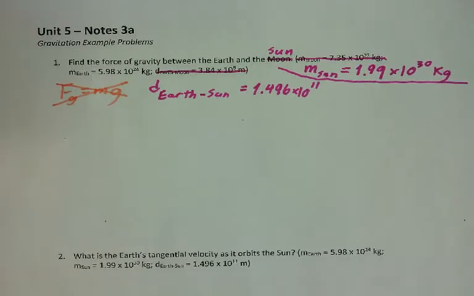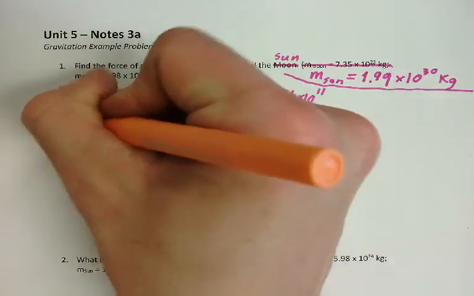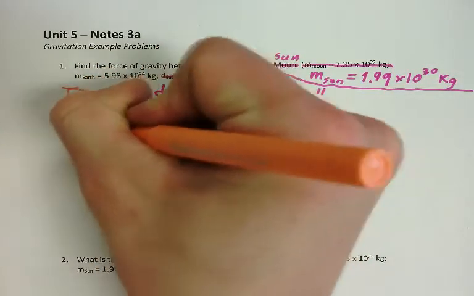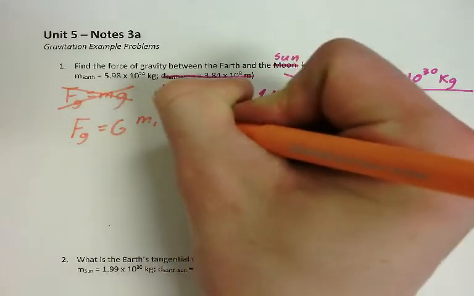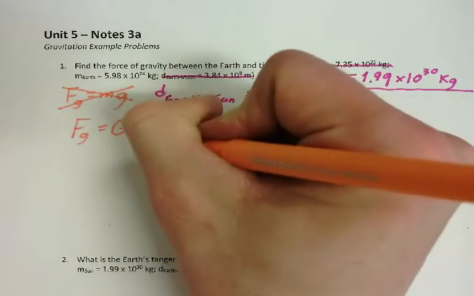The new equation we're going to use is the equation that we've been given. And that is this one: Fg equals big G m1 m2 over d squared.